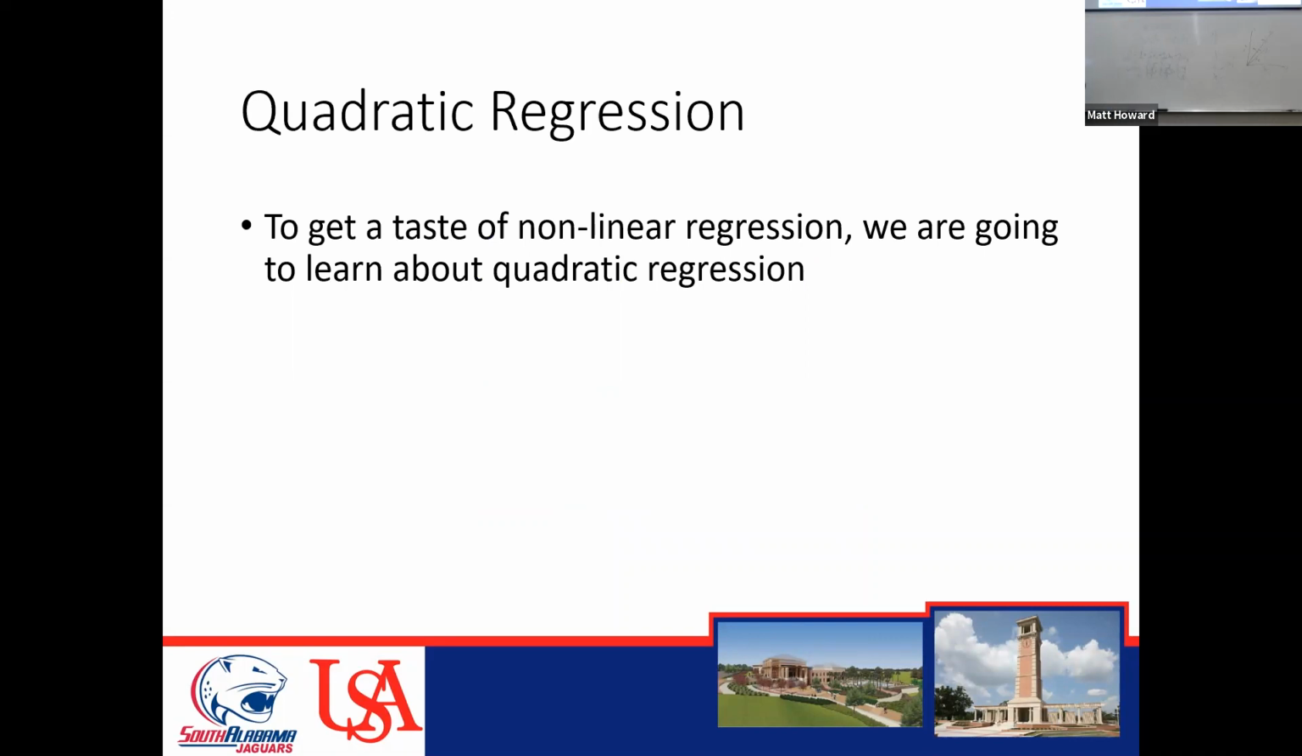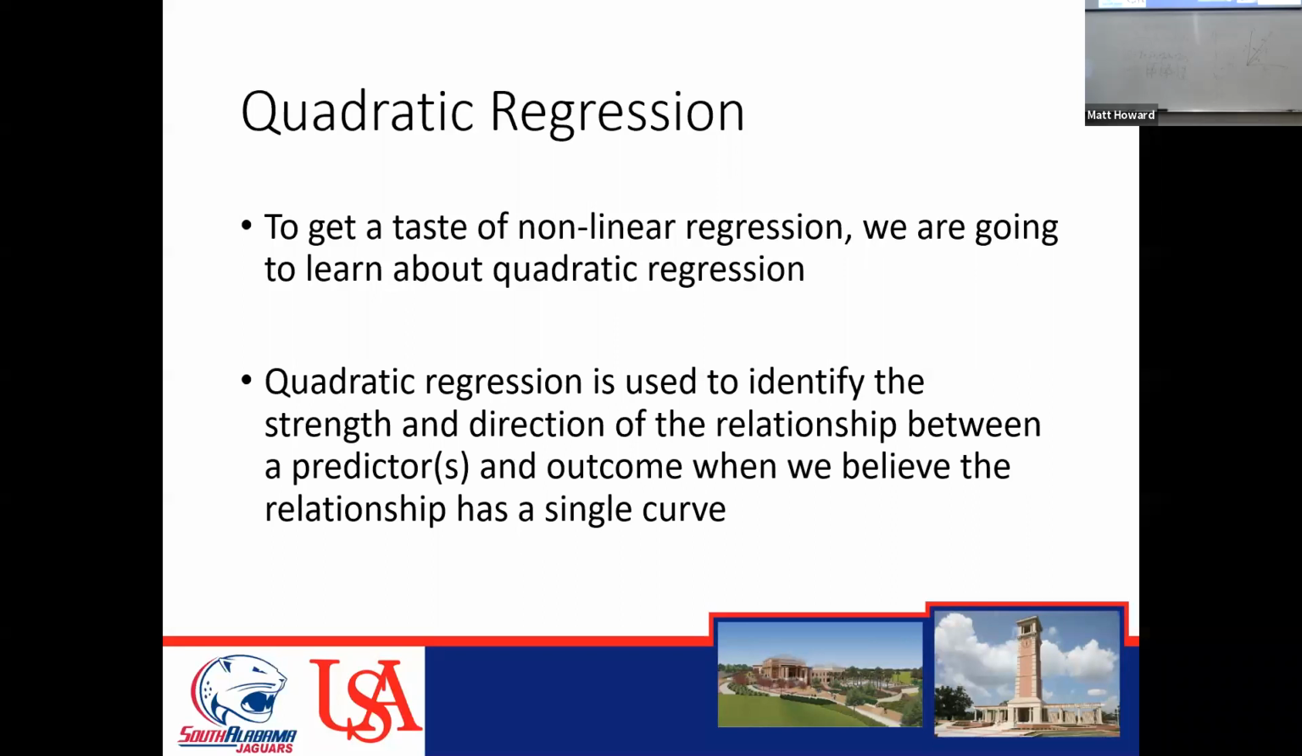So therefore, to get a taste of nonlinear regression, we're going to learn about quadratic regression. And this will probably be the only type of nonlinear regression we're going to cover this semester. So it's just to get you exposed to some of the principles of nonlinear regression. But be aware that the process to test for other types of nonlinear regression is very similar. So if you ever need to use nonlinear regression after this, you shouldn't be scared of it. It should not be a scary thing, because you've already done quadratic regression. So if you need to do any other type, you should be able to do it yourself.